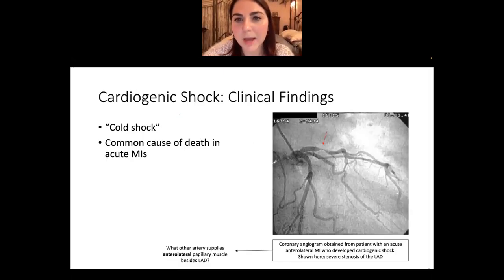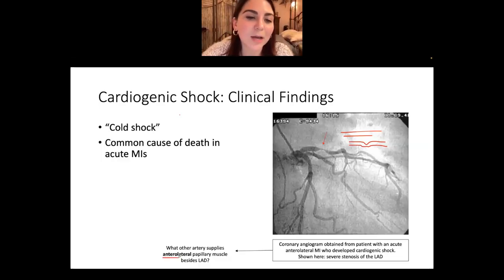So I wanted to bring back a coronary artery angiogram, because we talked about that last time. I was going to have you guess what artery this was, but didn't want to be mean. This is the LAD. You can see this crazy stenosis in the LAD. Instead of looking nice and straight, it indents and then keeps going. That's the stenosis in this person's LAD. This is a patient who had an acute anterolateral MI and developed cardiogenic shock. So this is your severe stenosis of the LAD. And then my little anatomy plug here: what other artery supplies the anterolateral papillary muscle?